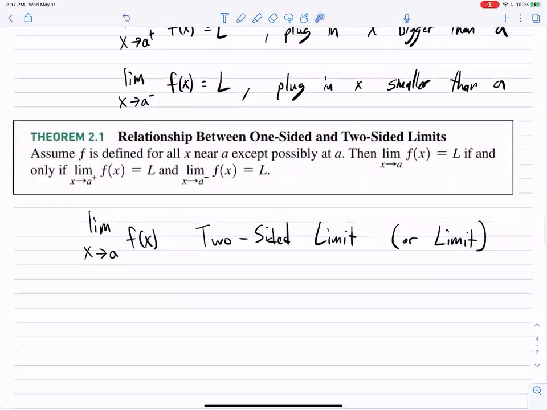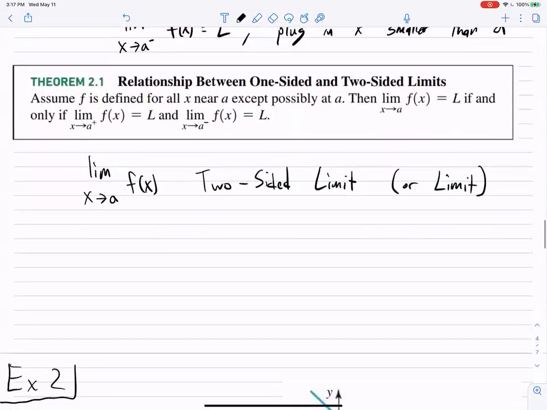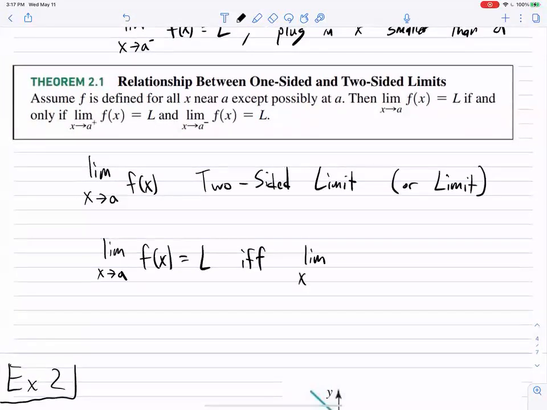And so the idea is that a two-sided limit exists if and only if the one-sided limits are equal. So the limit as x approaches a of f of x, that two-sided limit exists if and only if, so that's what IFF means. So it's a definition, so they're equivalent. The two one-sided limits are the same.